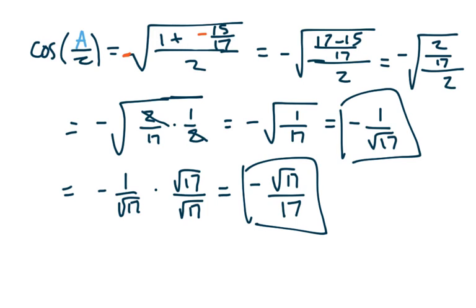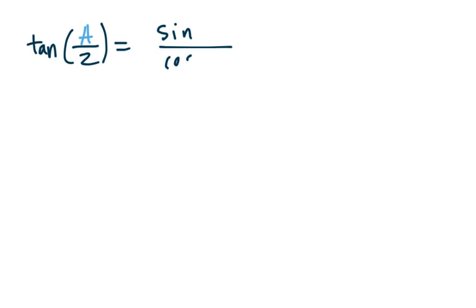Now for tangent. We haven't even talked about the tangent half-angle identity. Maybe you looked at it on your own. But most of the time we don't need it, because instead of doing the tangent half-angle identity, we're going to use the quotient identity. We know that tangent is sine over cosine. And that goes for tangent of A over 2 also. It's just sine of A over 2 over cosine of A over 2. Now we know what both of those things are.